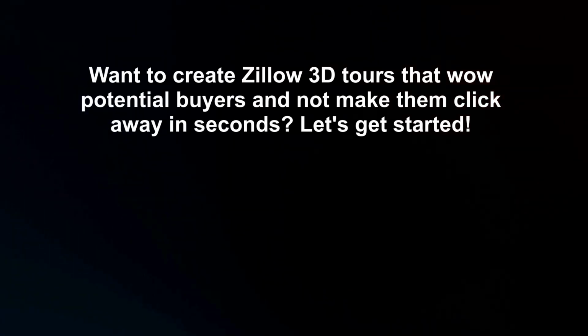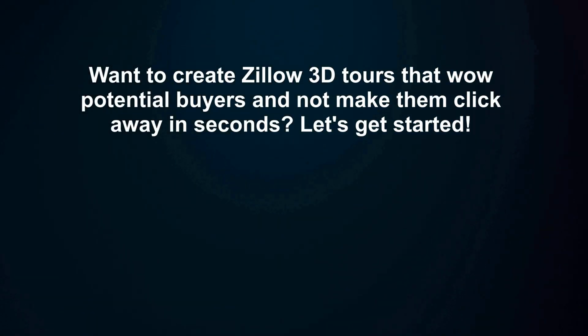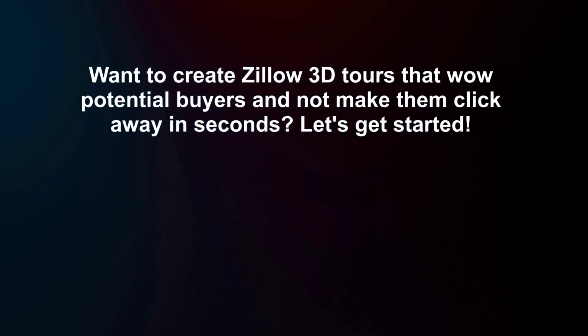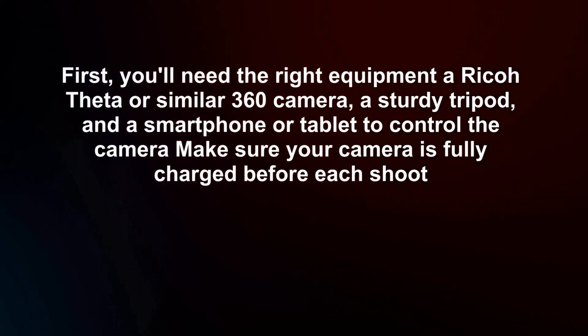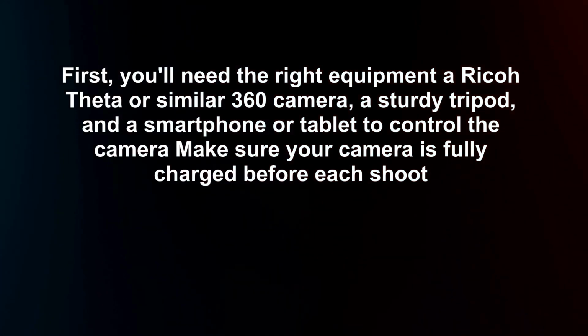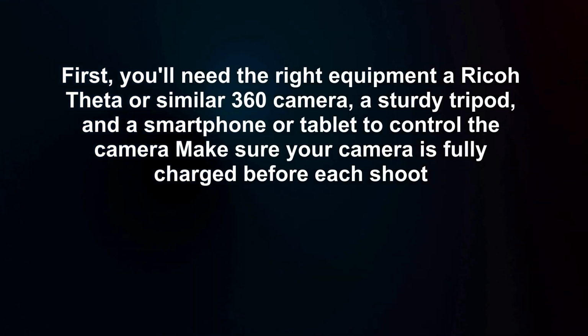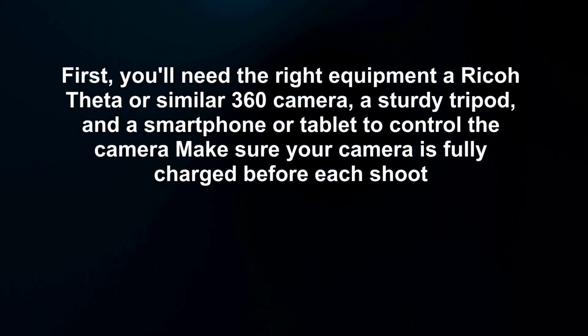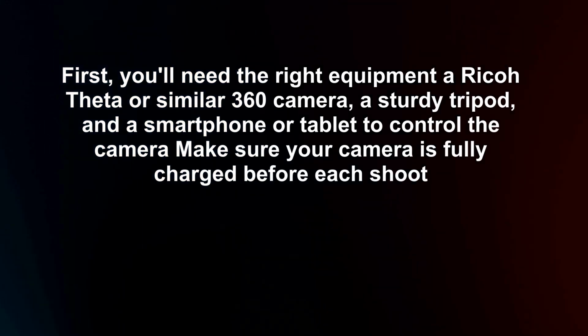Want to create Zillow 3D tours that wow potential buyers and not make them click away in seconds? Let's get started. First, you'll need the right equipment: a Ricoh Theta or similar 360 camera, a sturdy tripod, and a smartphone or tablet to control the camera. Make sure your camera is fully charged before each shoot.